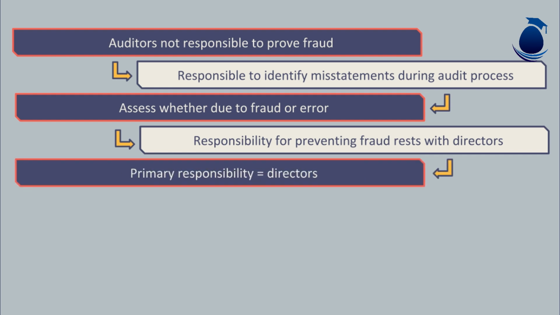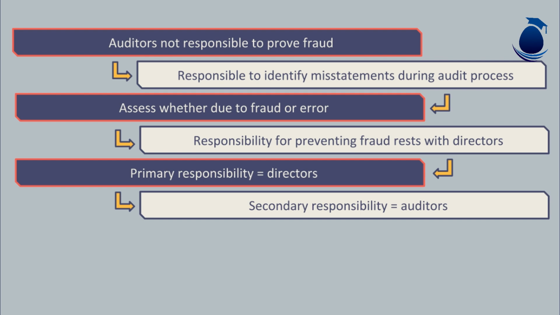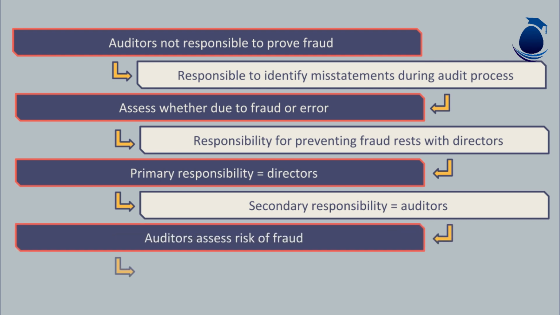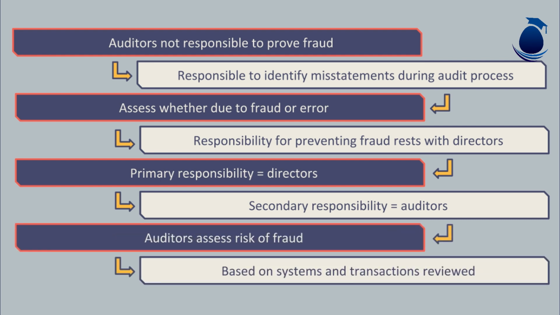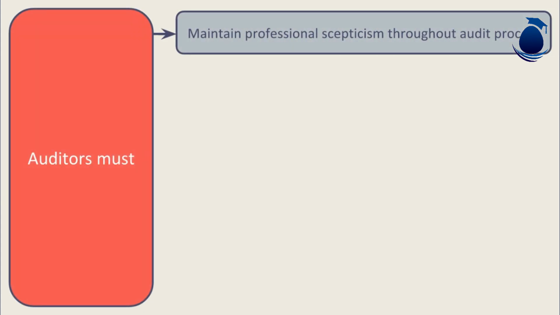This is sometimes referred to as a primary responsibility towards fraud, with the auditor's responsibility being referred to as secondary. This is because the auditors are given some responsibility, not all, as they assess the risk of fraud based on the systems and transactions reviewed during the audit process. For the auditor to maintain their responsibility, they must maintain professional skepticism throughout the audit process.